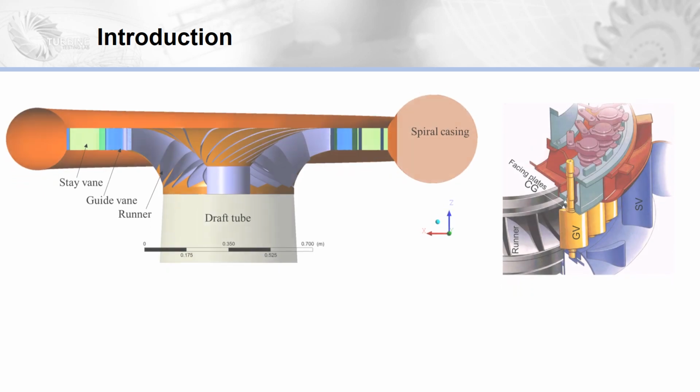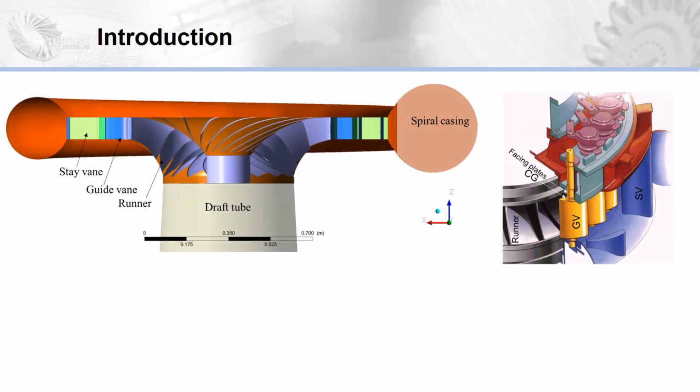Now let me begin with the introduction. This study uses a typical high-head Francis turbine. A Francis turbine consists of a spiral casing, stay vanes, guide vanes, runner, and a draft tube. Out of this, the runner is a rotating component and all the other components are stationary.